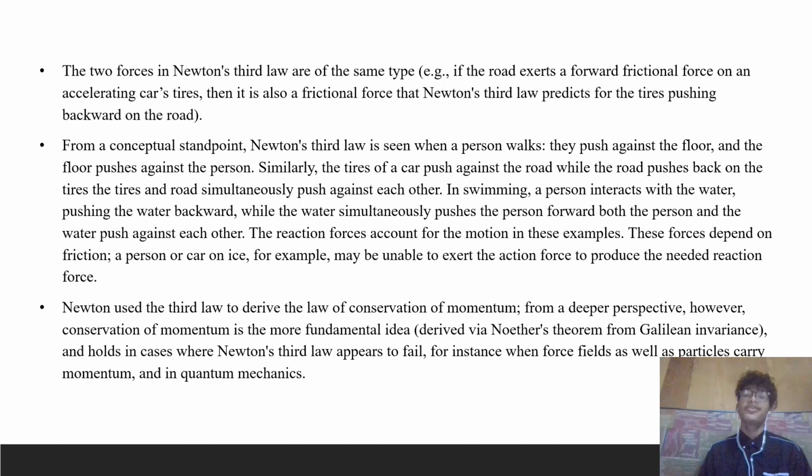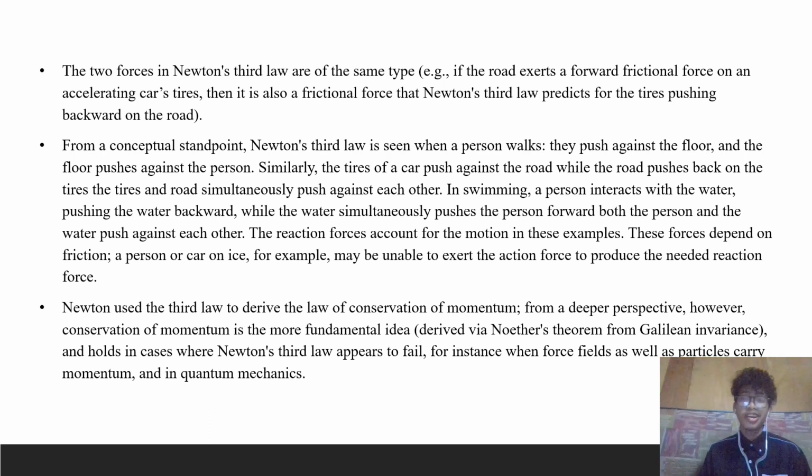For example, if the road exerts a forward frictional force on an accelerating car's tires, there is also a frictional force that Newton's third law predicts for the tires pushing backward on the road. From a conceptual standpoint, Newton's third law is seen when a person walks. They push against the floor and the floor pushes against the person. So that's how a person can walk. Similarly, the tires of a car push against the road, while the road pushes back on the tires, and the tire and road simultaneously push against each other.